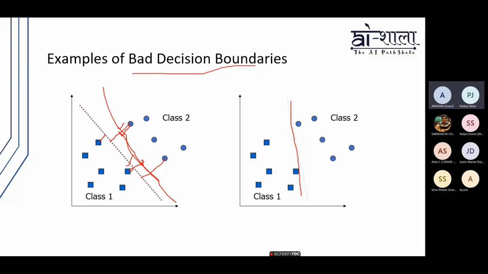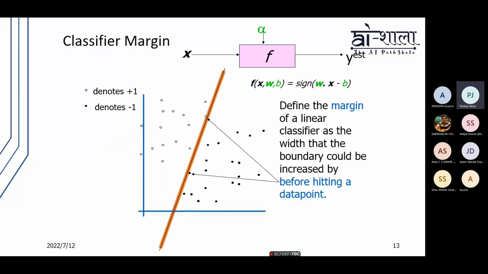So you are getting some idea where I'm going with this. Yes. Define the margin. Okay, all right, great. So define the margin of a linear classifier as the width that the boundary could be increased by before hitting the data point. So what we want to do is find out the line over here where the distance is somewhere at the center. So that is maximized, right?